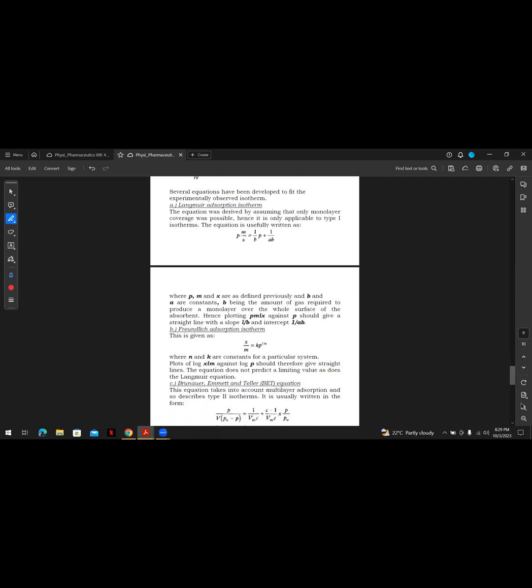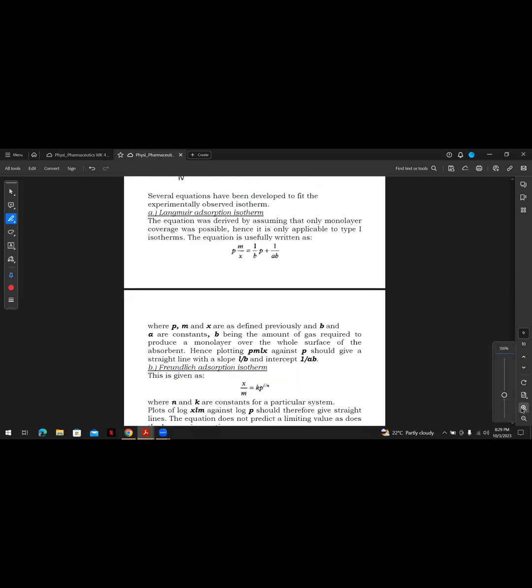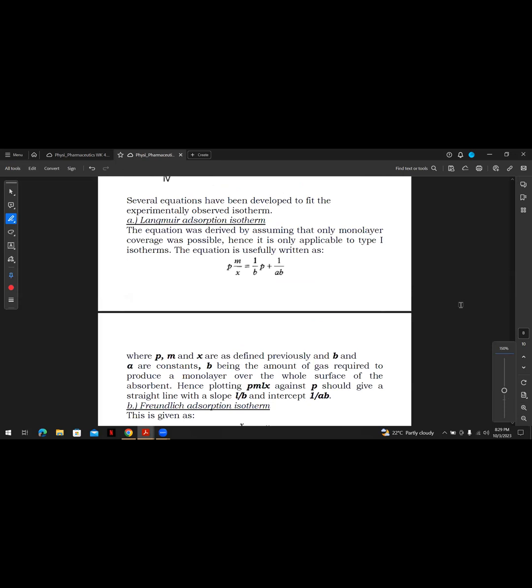So several equations have been developed to fit the experimentally observed isotherm. So the Langmuir adsorption isotherm, that's the first one. The equation was derived by assuming that only monolayer coverage was possible. Hence, it's only applicable to type 1 isotherms, like I was saying. And this is the equation that you use.